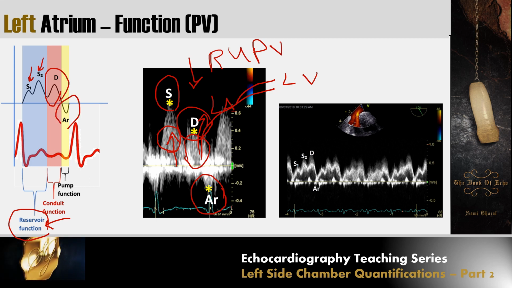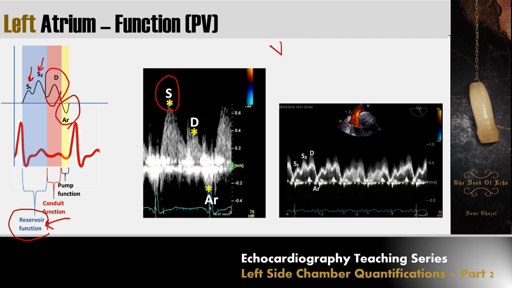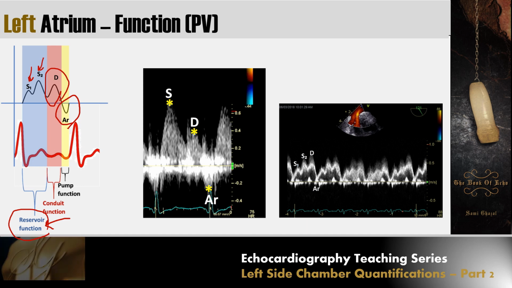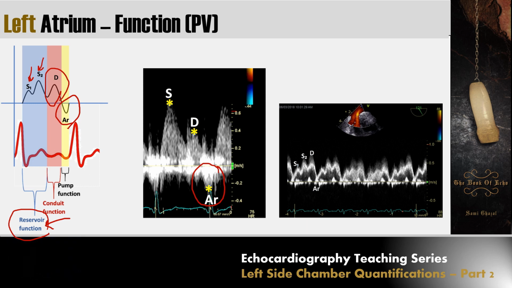And now we have the atrial reversal. During contraction of the left atrium, most of the flow will go forward to the left ventricle, but some of the flow will go backward to the pulmonary vein. And this is why we see atrial reversal here. And again, this is a reflection of the pump function of the left atrium.